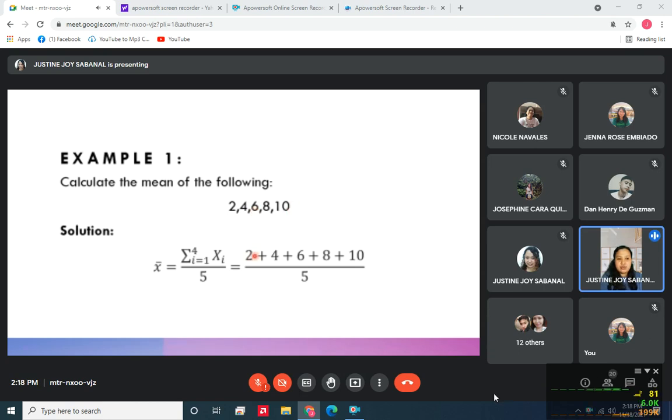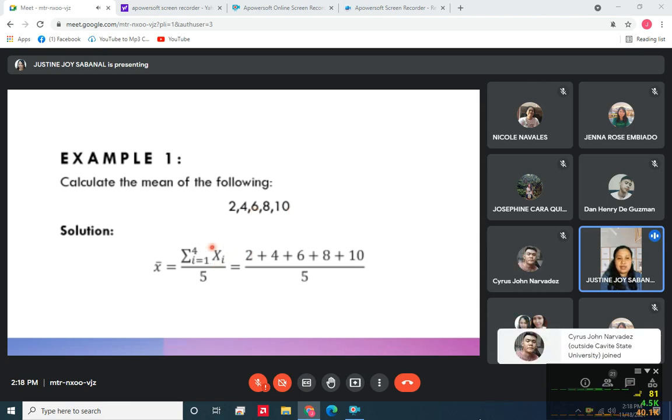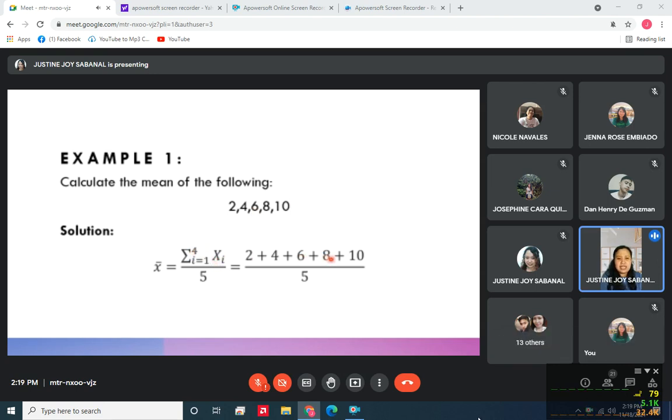So yung nasa numerator naman po, di ba, sa summation notation, ang kailangan gawin is to add the values. So we have 2 plus 4 plus 6 plus 8 and 10. So the sum is 30 divided by 5. So we have 6. So 6 is the mean of the data set 2, 4, 6, 8, 10.